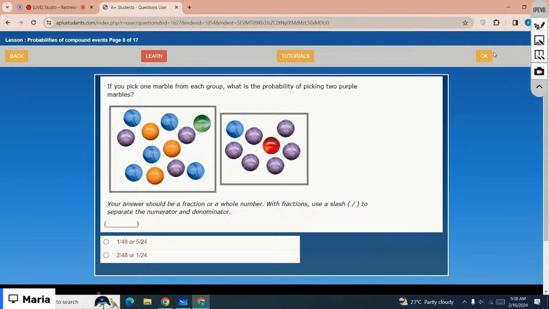If you pick one marble from each group, what is the probability of picking 2 purple? Which is the correct option? 1, 2, 3, 4, 5, 6, 7, 8. 1, 2, 3, 4, 5, 6, 7, 8, 9, 10, 11, 12. That is 3 over 12 and 6 over 8, right? So the correct option is option 1.